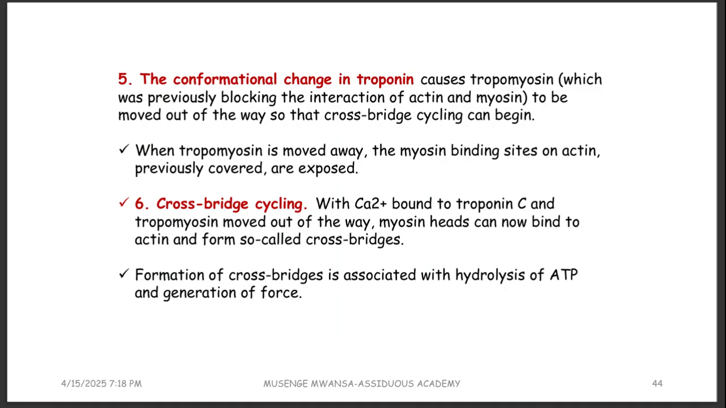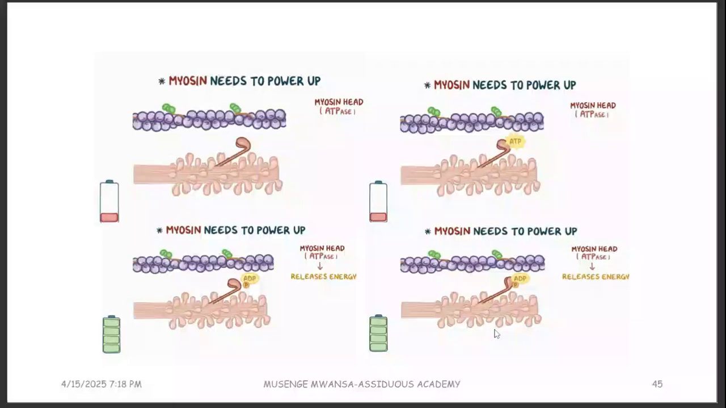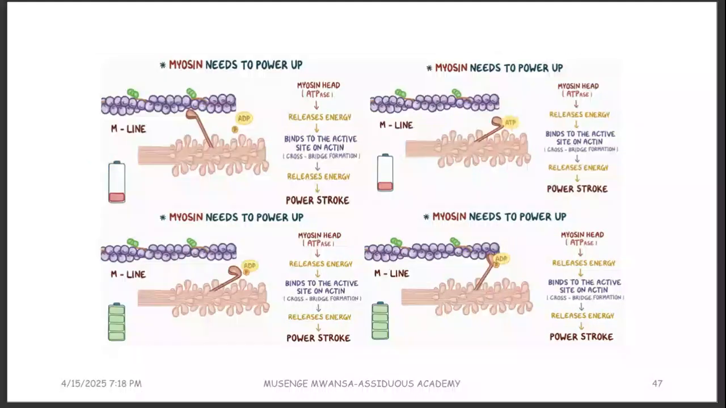When they move out, that will mean that the actin is now free and can interact with the myosin, and they are going to form what we call cross bridges. So with calcium bound to troponin C and tropomyosin moved out of the way, myosin heads can now bind to actin. That's known as a cross bridge. Formation of a cross bridge is associated with the breakdown of ATP and the generation of force. So without ATP, that contraction cannot happen.